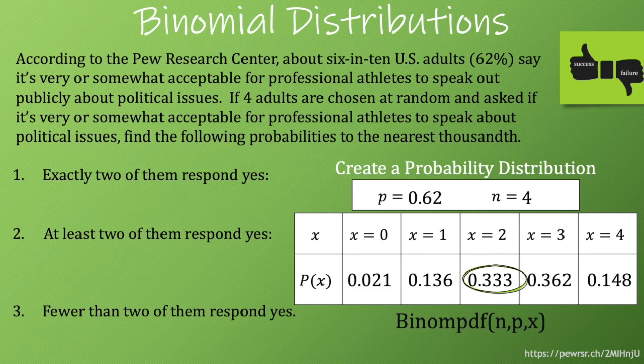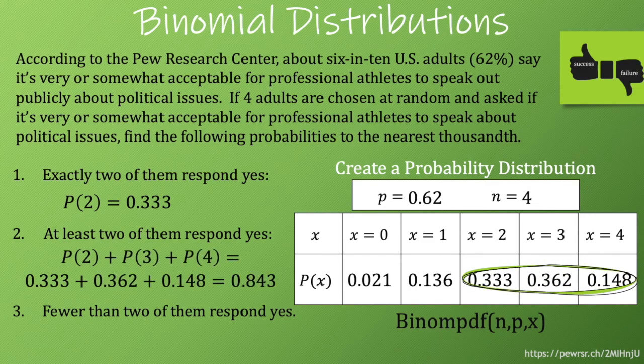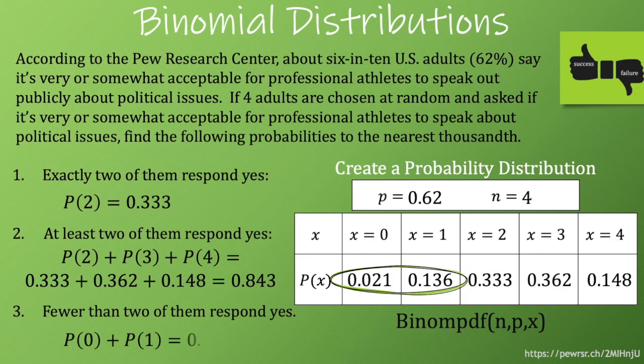What about the probability that at least 2 of them said yes? At least 2 means it's 2, 3, or 4. So we have to expand that a little bit, and we can just add all those probabilities together to get 84.3%. What about the probability that fewer than 2 of them respond yes? That would be x equals 0 or x equals 1. We add those 2 probabilities together and get about 15.7%.